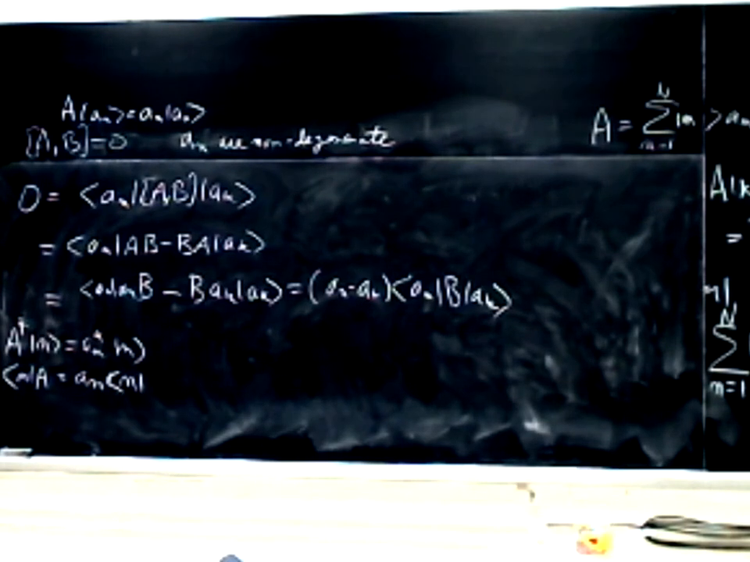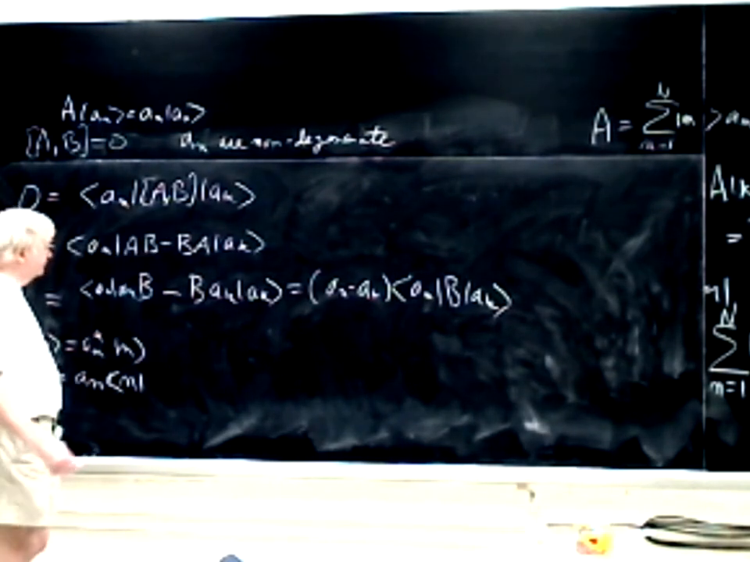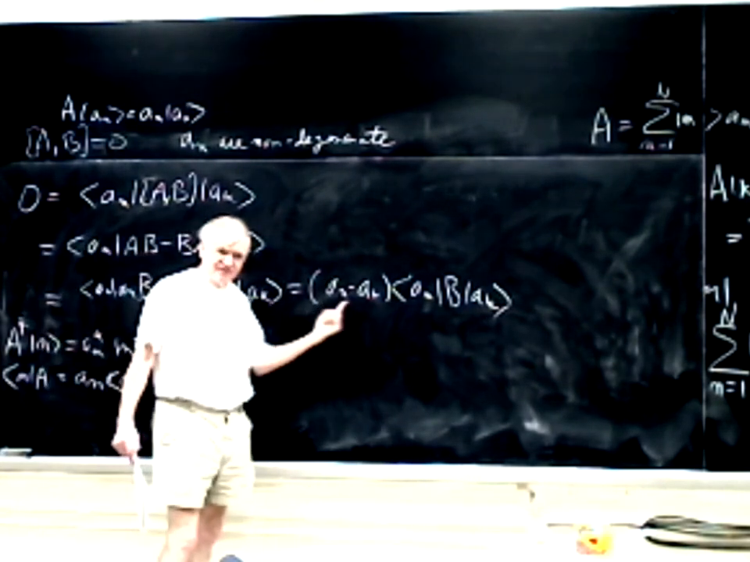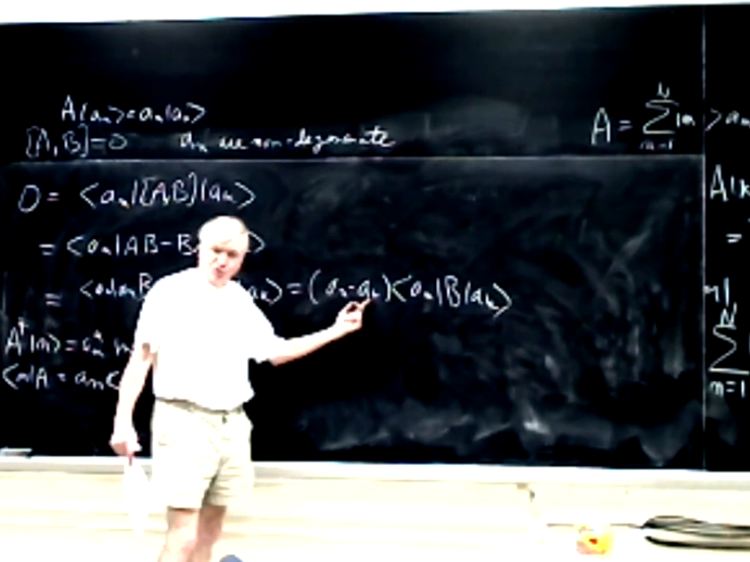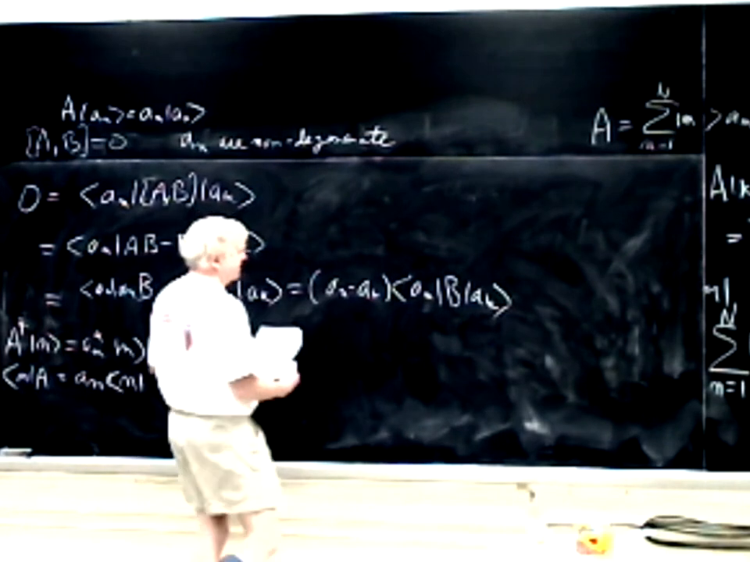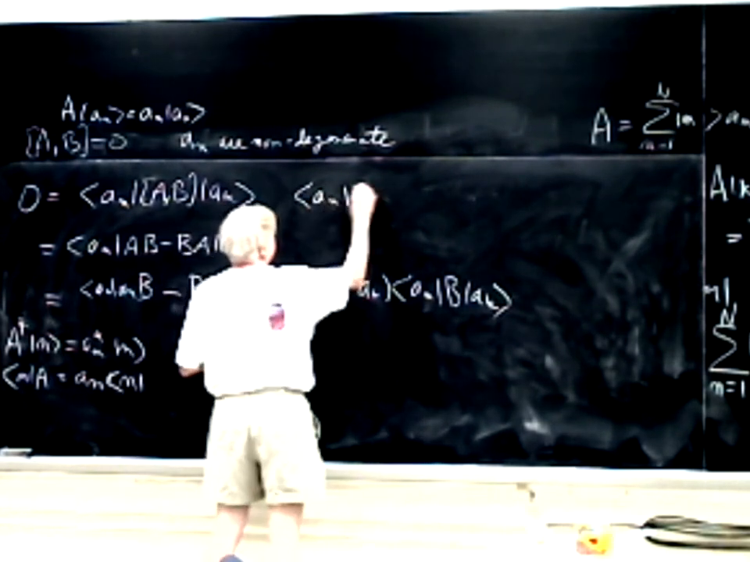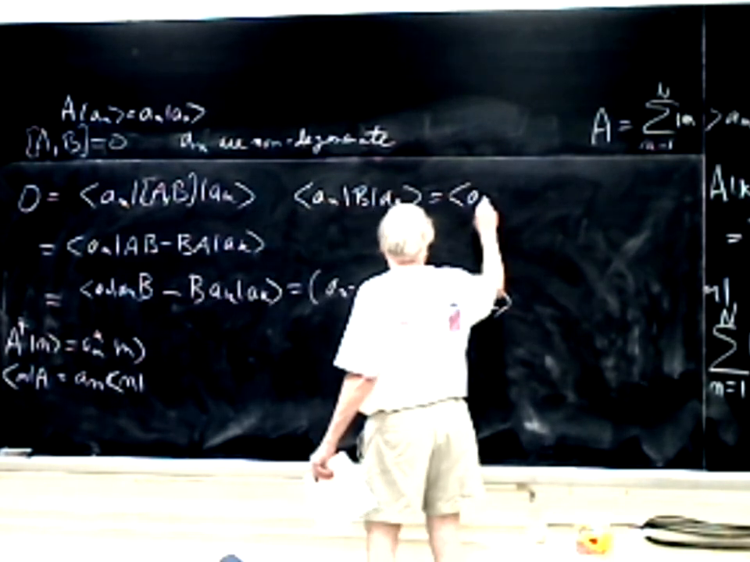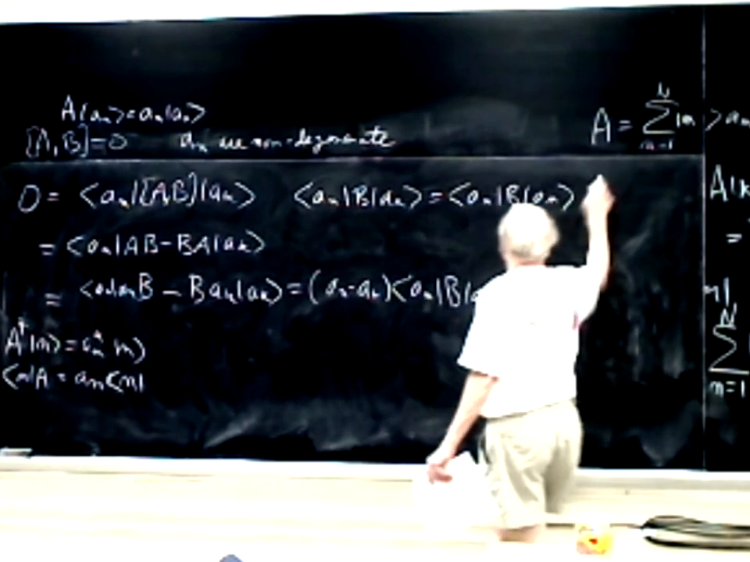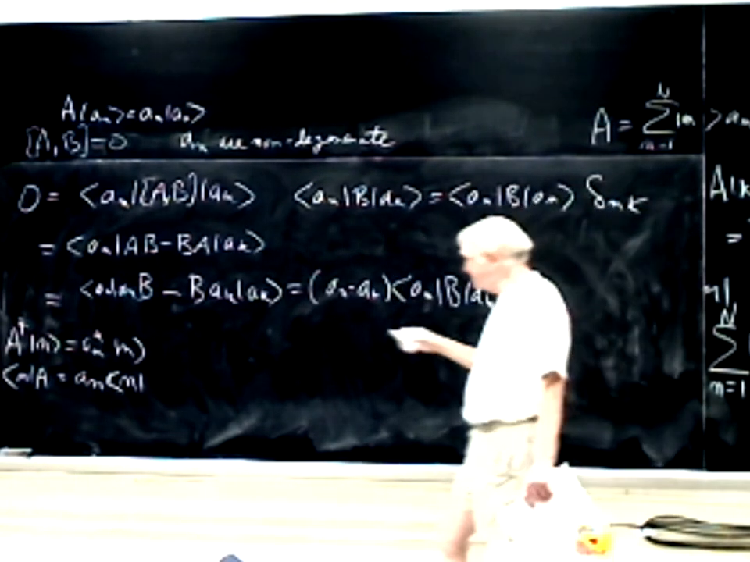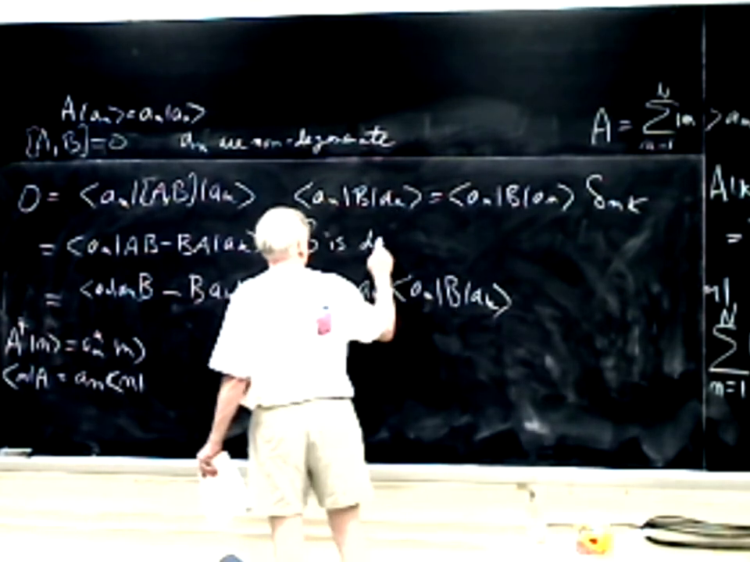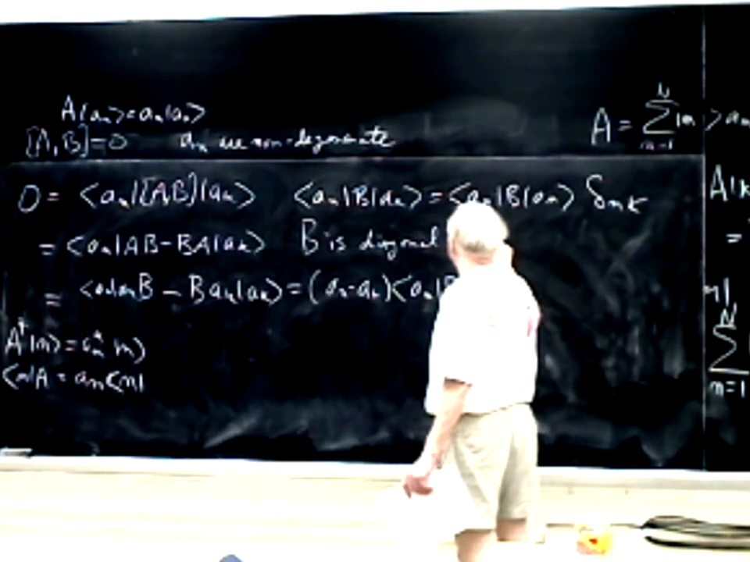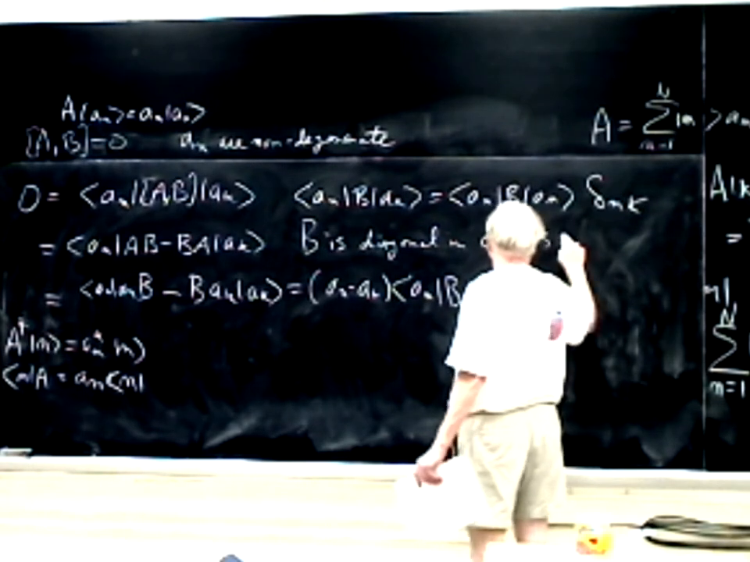Because the matrices commute, this expression must be zero, and because I've assumed that the eigenvalues of A are non-degenerate, these factors will all be non-zero. We can divide through by them, and we get ⟨a_n|B|a_k⟩ is ⟨a_n|B|a_n⟩ delta_nk. In other words, B is diagonal in the eigenstates of A.